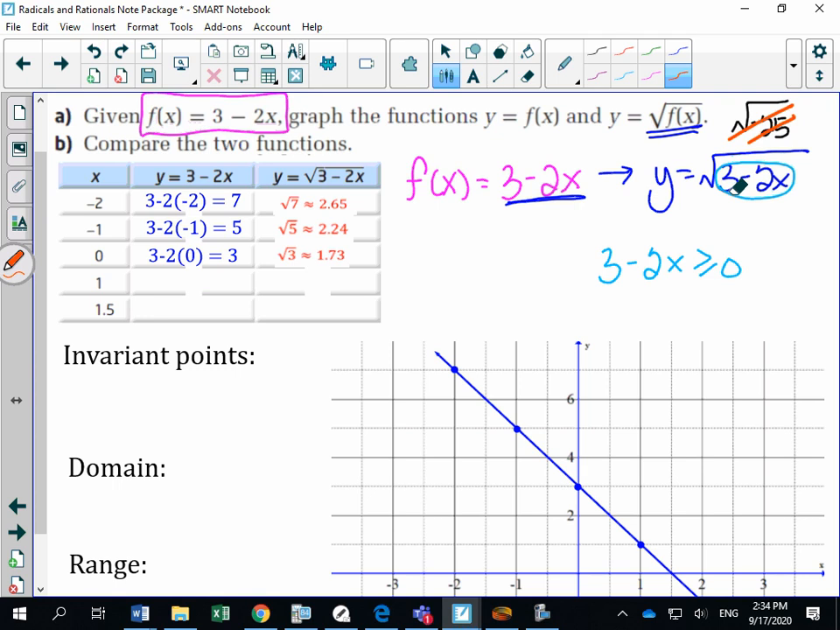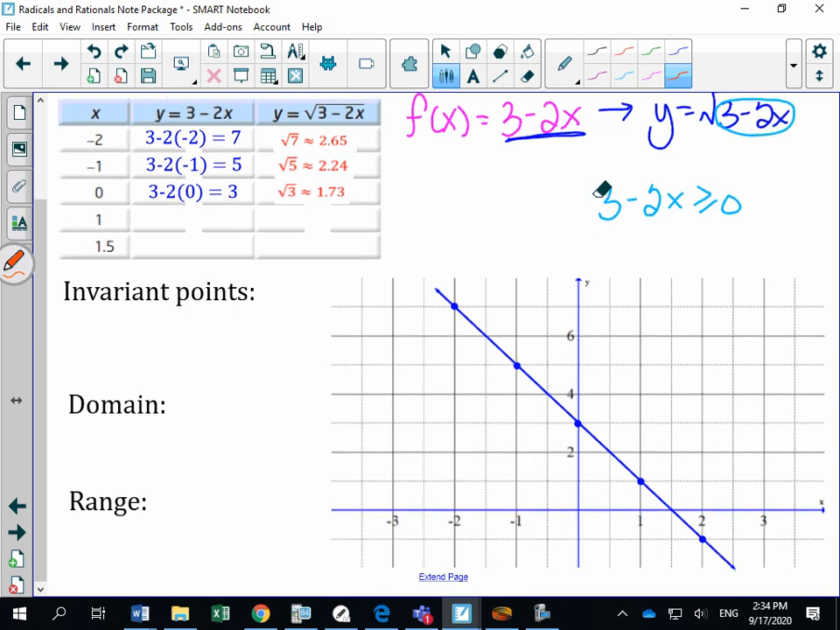So in order to find the domain of my radical function, you take the radicand and you make it greater than or equal to 0. You're then going to solve this inequality for x. Now, I always want students to keep their x value on the left-hand side of the inequality. So get rid of that 3. So we would have minus 2x is greater than or equal to negative 3. Then you're going to divide both sides by negative 2. And I hope you remember from inequalities, when you divide both sides of an inequality by a negative number, the inequality sign flips.